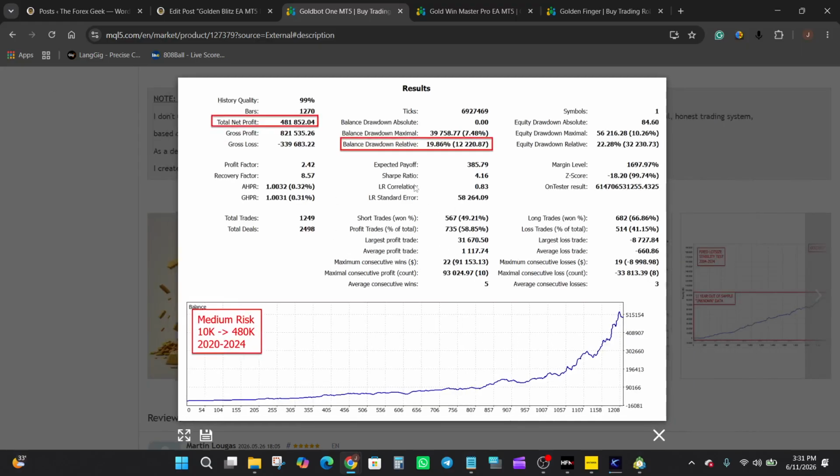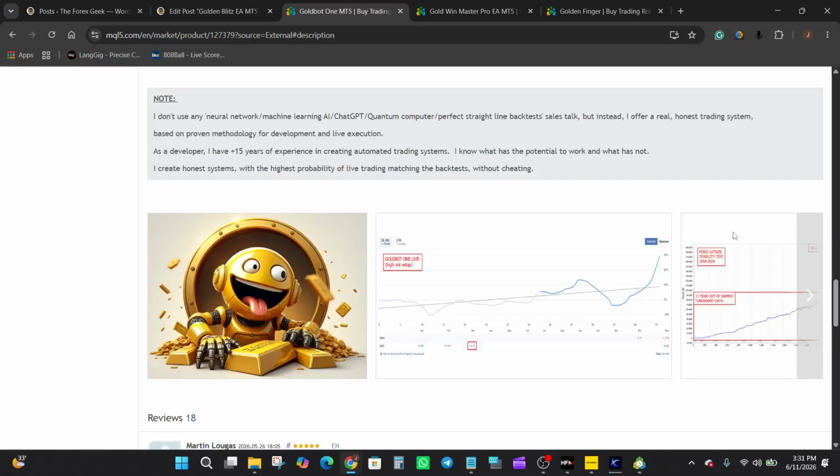Okay, and then here showing us some backtest results. Medium risk, it shows us a growth of $10,000 to over $480,000 from 2020 to 2024. Total trades taken were 1,249 trades, and out of that figure, 735 were profitable, giving us a 58.85% profitability. Now let's just quickly head over to our strategy tester.